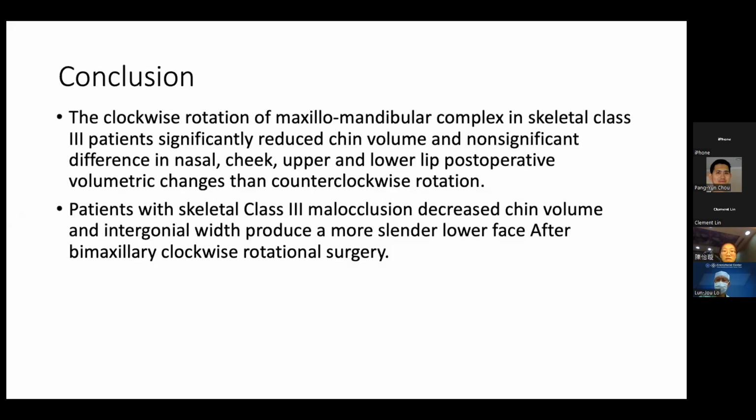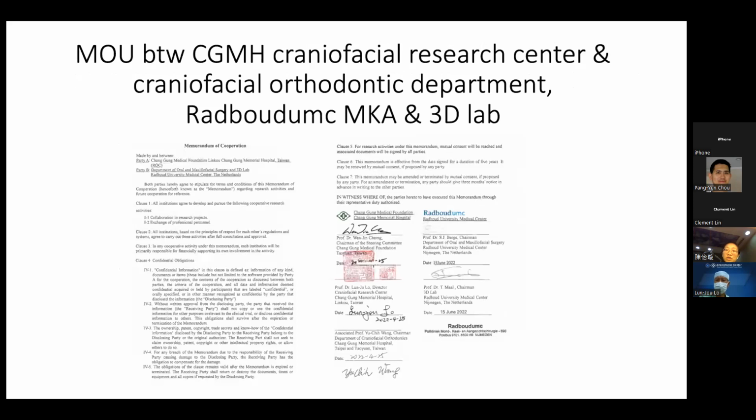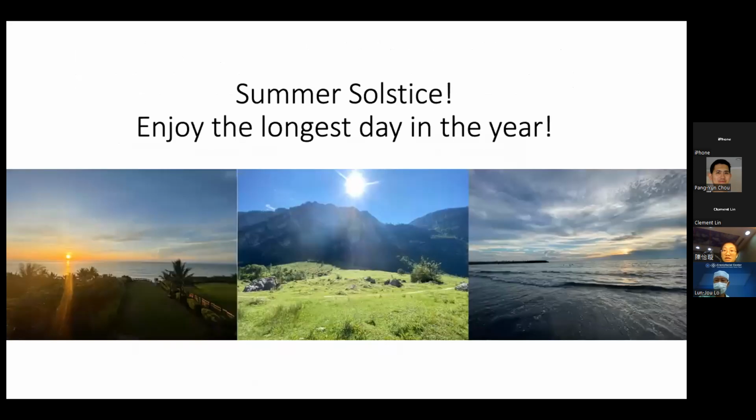This is the end of my study, and I would also like to share a piece of good news: the MOU between our CGU and our Craniofacial Center with the Red UMC and maxillofacial department and 3D labs have all been received and approved. And today is the summer solstice, so I hope everyone enjoyed the longest day of the year. Thank you. This is my presentation.